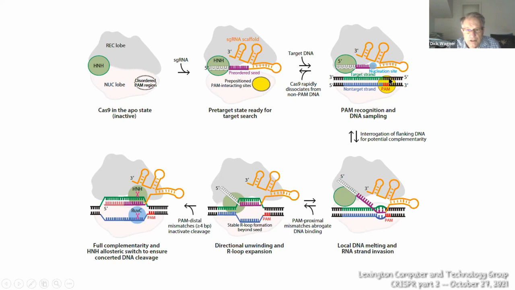Now what happens is the so-called interrogation. Now it's beginning to look at this portion of the tracer CRISPR strand. And this is called the seed region here. The seed region is then looking to see whether it can hydrogen bond with these nucleotides on the target region.